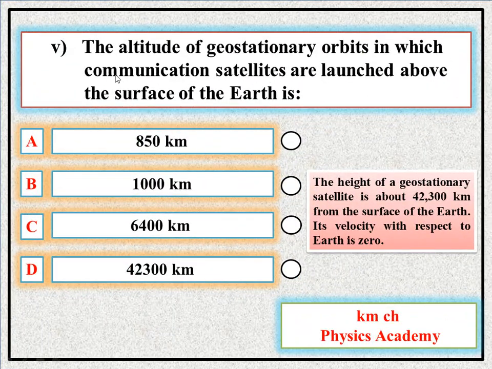Question number 5. The altitude of geostationary orbits in which communication satellites are launched above the surface of the earth is. Our option A is 850 kilometer, option B is 1000 kilometer, option C is 6400 kilometer and option D is 42,300 kilometer. The height of a geostationary satellite is about 42,300 kilometer from the surface of the earth. Its velocity with respect to earth is 0. So our option D is correct. So we will fill the circle in front of D with black ink.